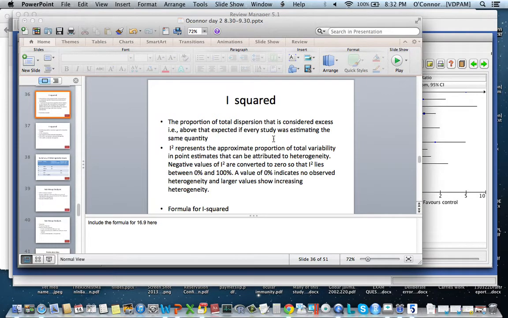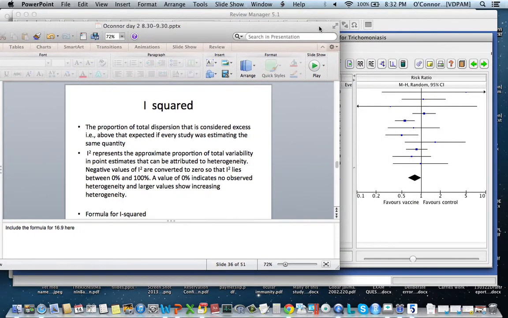So what is I-squared? I-squared is the proportion of the total dispersion. And by dispersion, I mean how much these points are dispersed that's considered excessive compared to what we would have seen just by random chance.